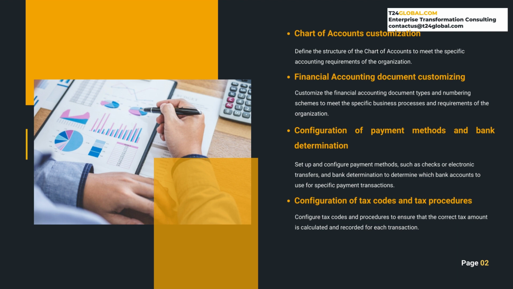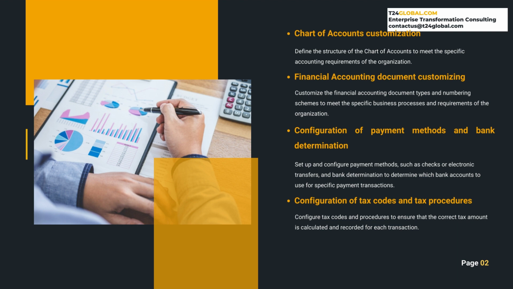Financial accounting document customizing. This customization involves configuring the financial accounting document types and numbering schemes to meet the specific business processes and requirements of the organization. The key roles involved include the financial accountant, who defines the document types, and the technical consultant, who configures the system. The activities involved include defining the document types, assigning the number ranges, and defining the document fields.